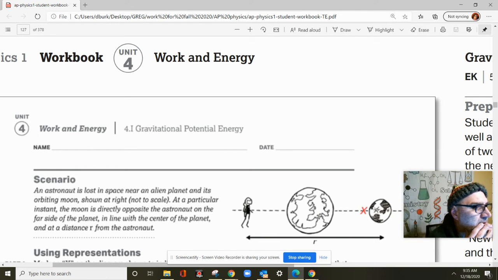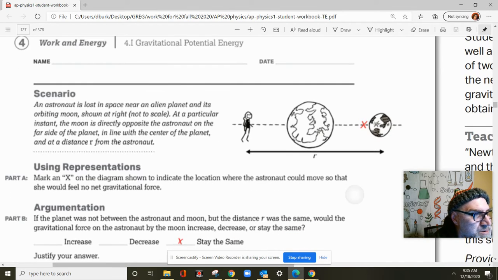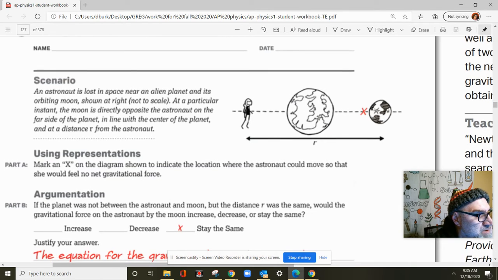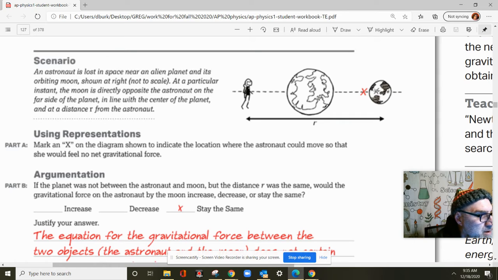All right, part I, gravitational potential energy. So an astronaut is lost in space. So they're dead. Okay, moving on. Just kidding. The moon is directly opposite the astronaut on the far side of the planet, in line with the center of the planet, the distance r from the astronaut. Mark an X on the diagram shown to indicate the location where the astronaut could move so that she would feel no net gravitational force.